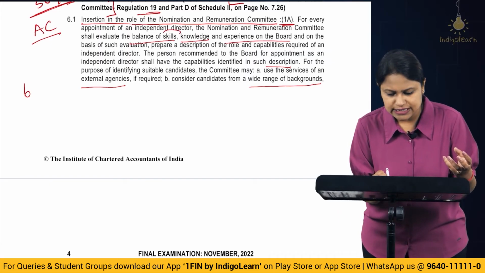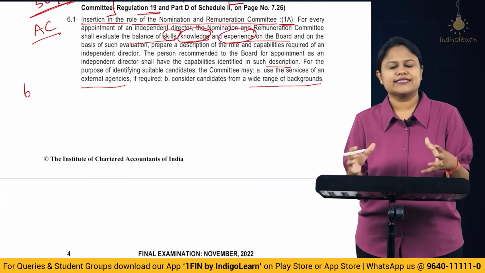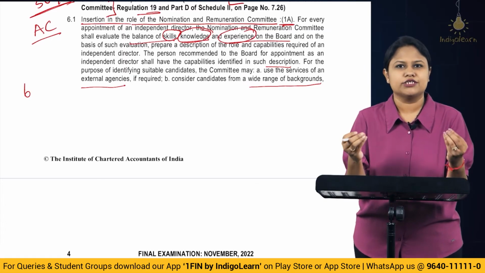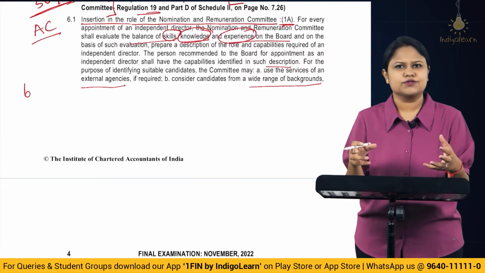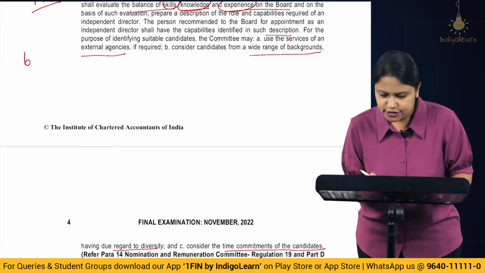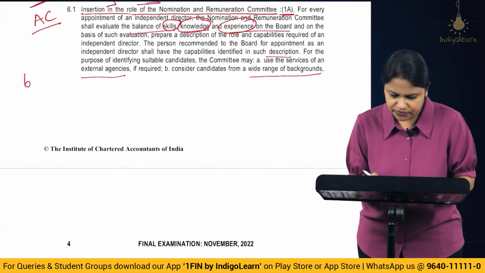That means you give focus on skill, knowledge, experience on the board. You evaluate all of this and then make a description of exactly, clearly, what kind of role and capabilities you are looking for. And based on the description, you are then going to look into suitable independent directors. So that is what is given as a part of extension in their role.